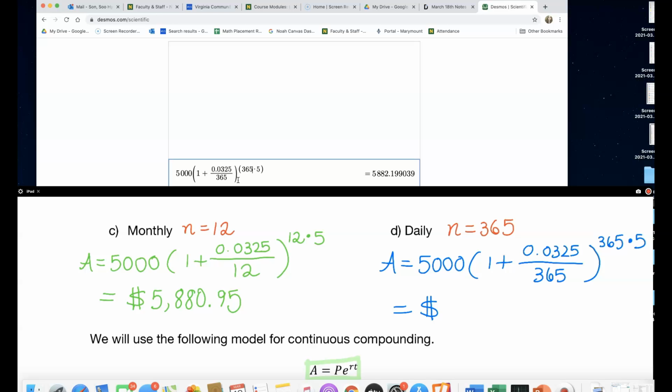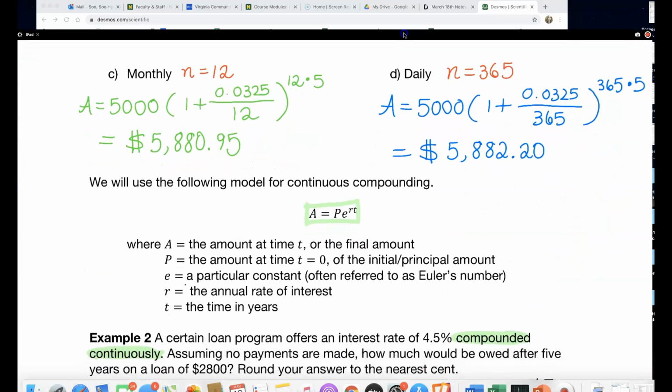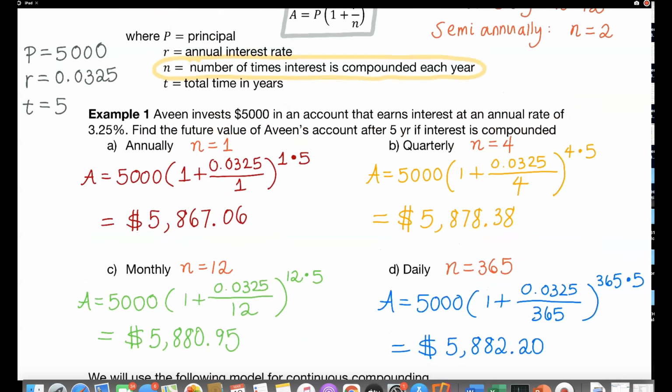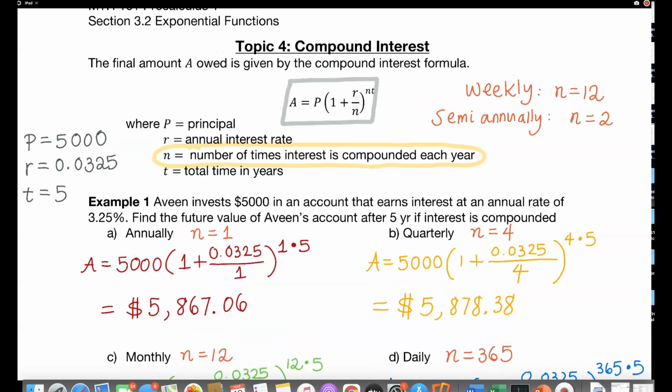So the answer is $5,882 and, well, it says 19, it's 9 cents. I'm sorry, it's 19 cents and 9. So I'll just round this up to 20 cents. So that is it for compounding annually, quarterly, monthly, and daily type of problem. And you can do the same thing if it's weekly.